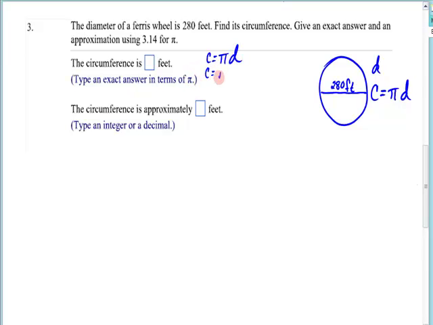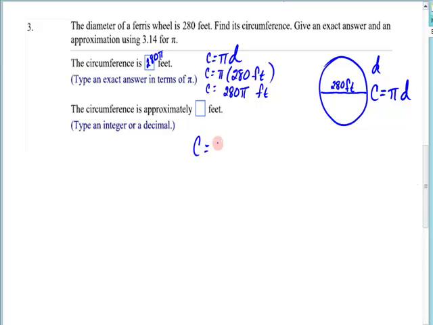So circumference is pi times 280 feet. All I'm going to do is change the order of my factors, and I'm going to type in that the circumference is 280 first, then pi, and the feet is already listed there for you. So you will type in 280 pi right there. That's exact.